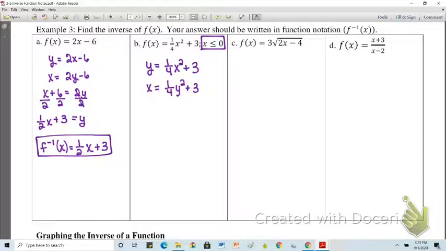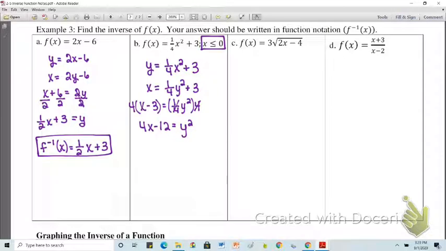So I'm going to subtract 3 from both sides. And now instead of dividing by 1/4, I'm going to go ahead and multiply both sides by 4. It is the same exact thing. It's just a little simpler to do. So I get 4x minus 12. Remember, when we multiply by 4, we gotta multiply everything by 4, equals y squared.